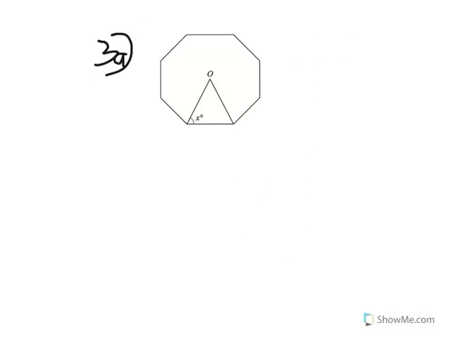Okay, so question 3 gives you a diagram of a regular octagon with center O. A regular octagon just means that all of these sides are equal. So now that you know that all of these sides are equal, you should know that these two sides are equal because they're coming from the center, so they're nothing but radii. So that means that, if I draw another triangle here, all these three sides should be equal. And so this triangle should be equal to this triangle.